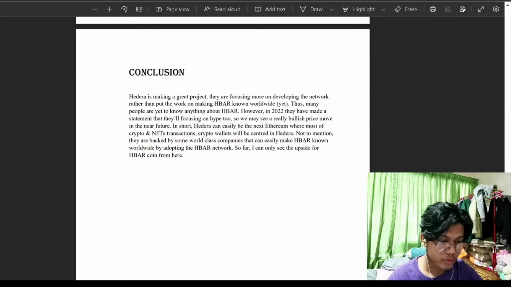Okay. Look at the last sentence. So far, I can only see the upside of HBAR coin from here. That doesn't mean that I don't see the downside. It means that I believe in Hedera in terms of the upside more than the downside. I believe they can succeed. They have more probability to succeed than to fail. That does not mean I don't acknowledge that they can fail.